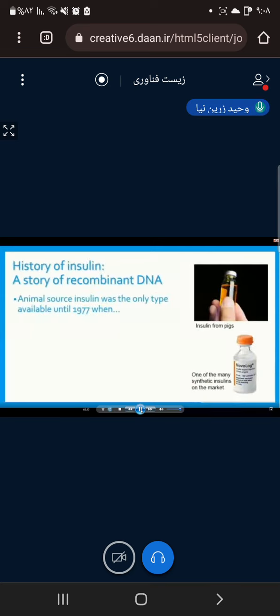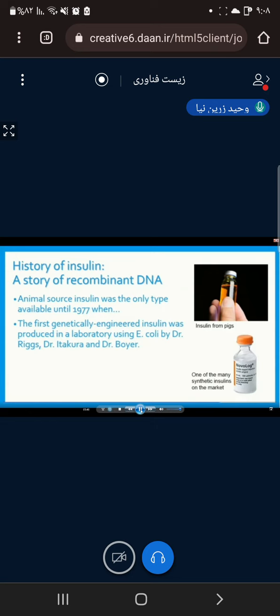Recombinant DNA has been important in the medical field. An example of this is insulin. Before 1977, the only source of insulin was through animals that we found to be compatible with humans. This was an expensive and risky undertaking since people could have allergic reactions to animal-based insulin.